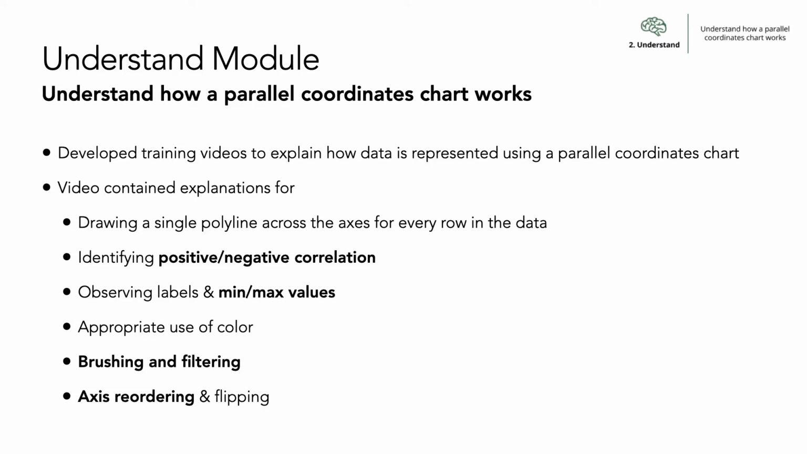The goal for this module is to help students understand how to interpret a parallel coordinates chart correctly. We developed training videos to explain how data is represented using a parallel coordinates chart. Our videos informed viewers how to follow a single polyline across the axes, how to identify correlation, observe axes labels, the minimum and maximum value for each axis, interaction techniques, and more. Here are some sample questions from that module.